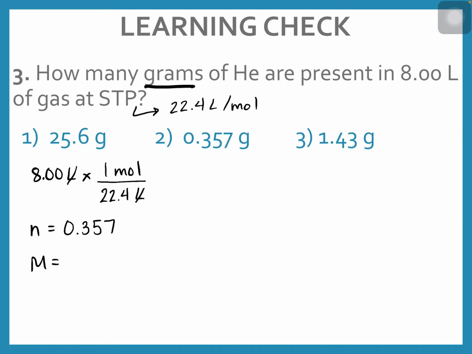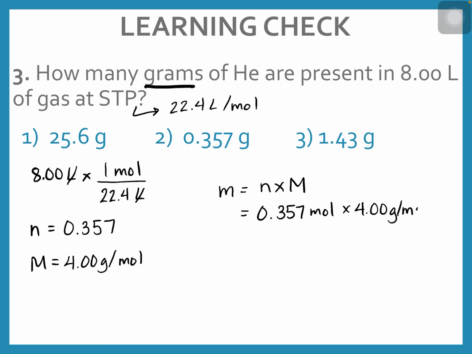So now I need to convert from number of moles to a mass, which means I need my molar mass. And helium is just 1 atom of helium on its own, which is 4 grams per mole. So my mass is equal to number of moles times molar mass. So 0.357 moles times 4 grams per mole. And that gives me 1.43 grams. So there are 1.43 grams of helium in 8 liters of gas when it's at STP. So 0 degrees Celsius and 101.3 kilopascals.